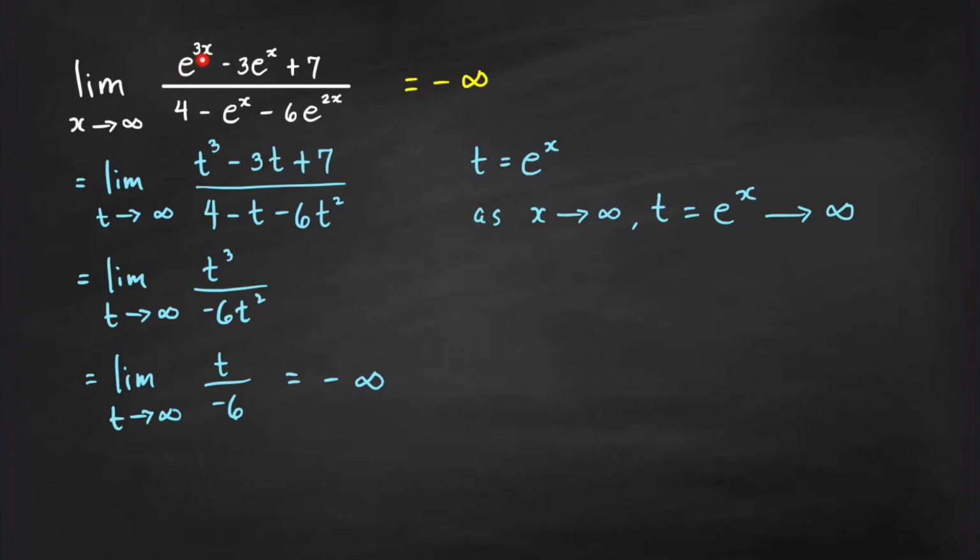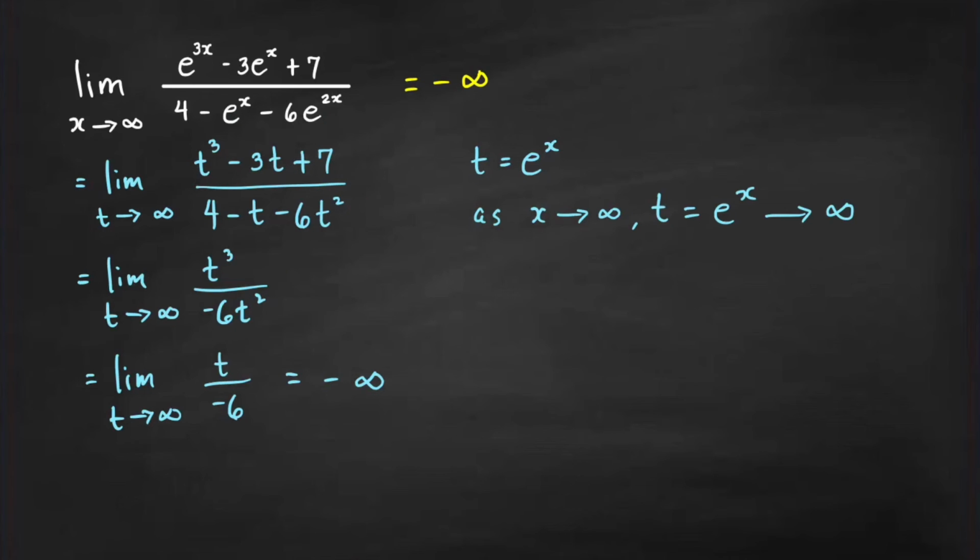So e raised to 3x will be equal to t cubed, and e raised to 2x will be t squared. Take note that as x goes to infinity, this t, which is equal to e to the x, also goes to infinity. So we have the limit as t goes to infinity of this rational function. And then, as we said, these polynomials are dominated by their highest degree terms.